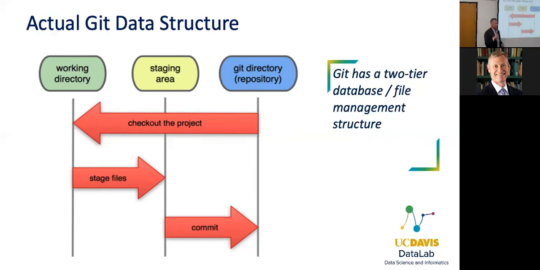Now a lot of people immediately ask, why? And you'll see, especially when you start working with this, why do I have to stage a thing and then commit it? Why can't I just commit it? Does anybody who's done a little bit of Git want to hazard a guess for the logic behind this two-step process?